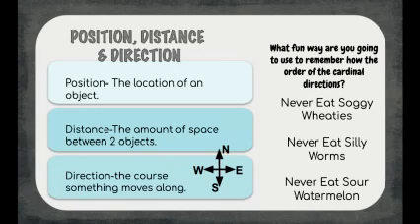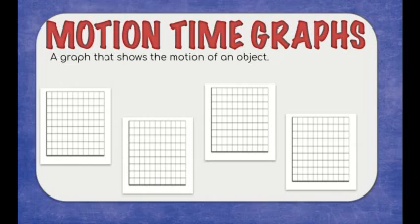Feel free to pause and write one of those down, and also record position, distance, and direction on the right-hand side with your definitions. The next one, motion time graphs. Motion time graphs are very easy to see if something has moved, if it hasn't moved, if it's slowed down its movement, or how fast it went.